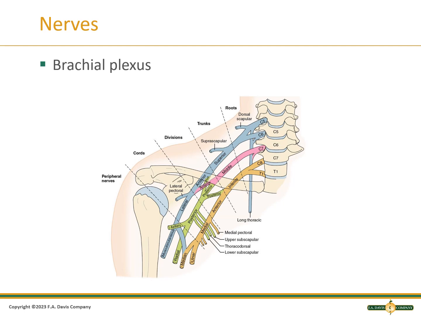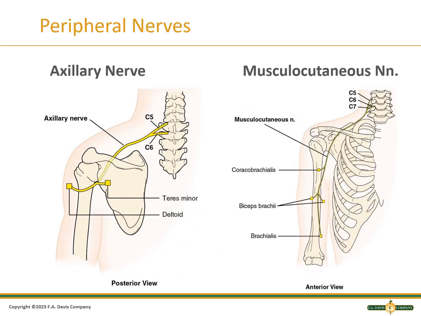Our nerves of the shoulder joint all break off from our brachial plexus. So we have our 5 major nerves of our brachial plexus, which are going to include our axillary, musculocutaneous, radial, ulnar, and median nerve. Looking here, we have our axillary nerve running from C5, C6 nerve roots, and it goes to innervate the teres minor and the deltoid. Our musculocutaneous nerve comes from our C5, C6, C7 nerve roots, and it goes to innervate our coracobrachialis and our biceps brachii and our brachialis.